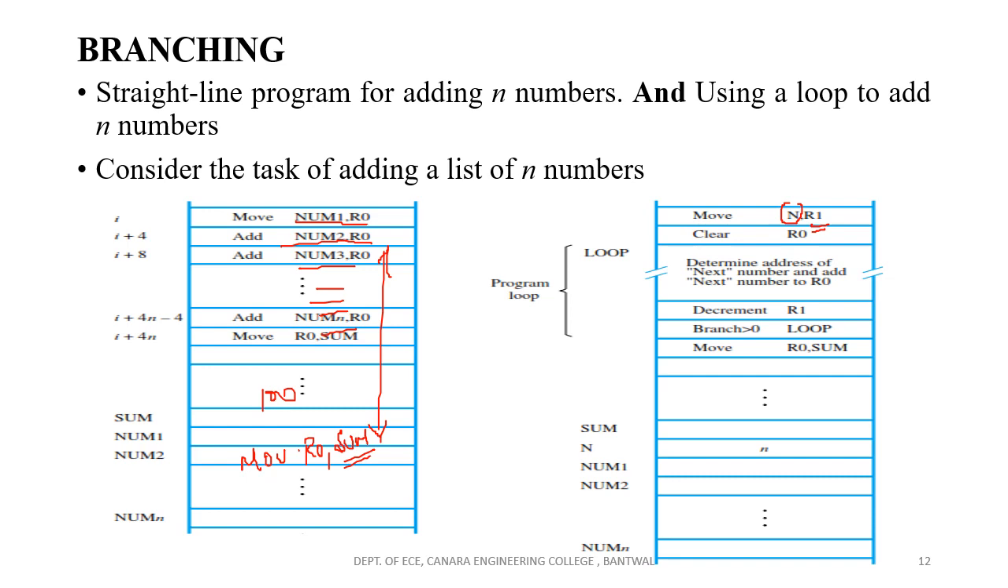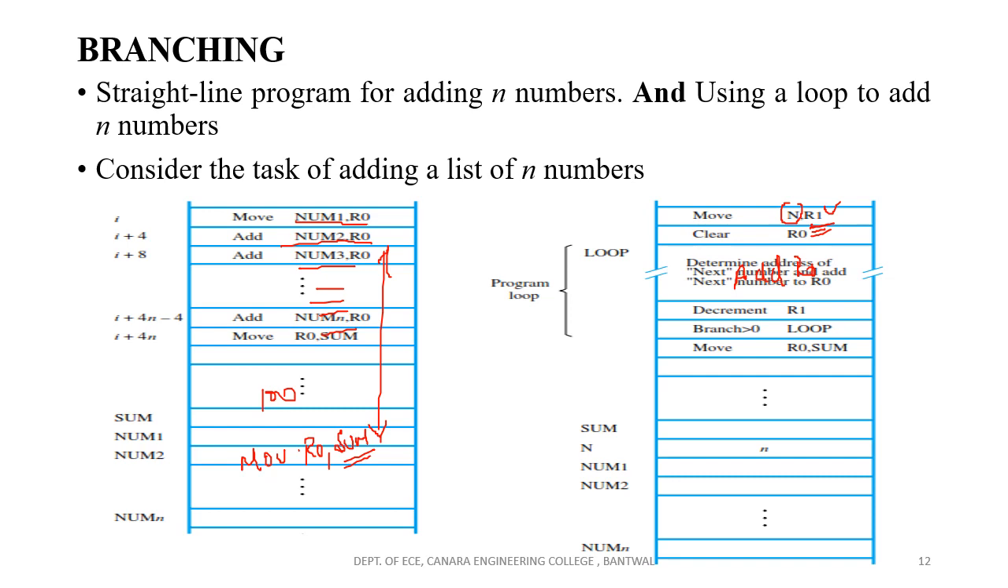What is the count of numbers you need to add? For example, if you want to add 100 numbers, move that 100 to the R1 register. This R1 register behaves as a counter. Next you need to clear R0. You take one particular register, then add R1 and R0, or you keep on adding R0 with itself. Let us take adding R0.